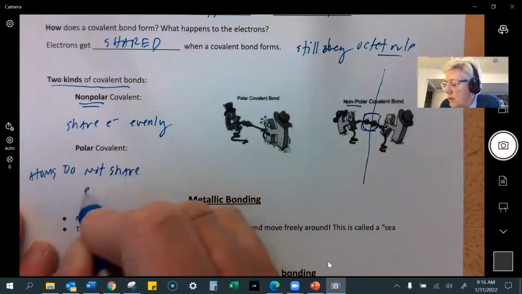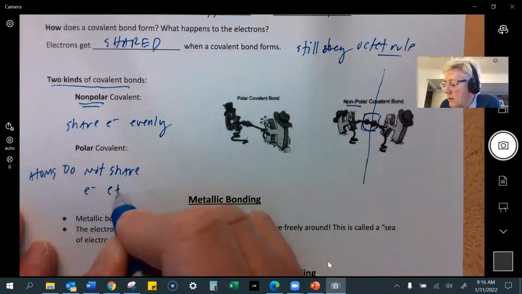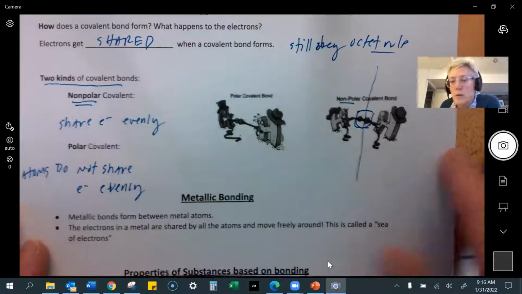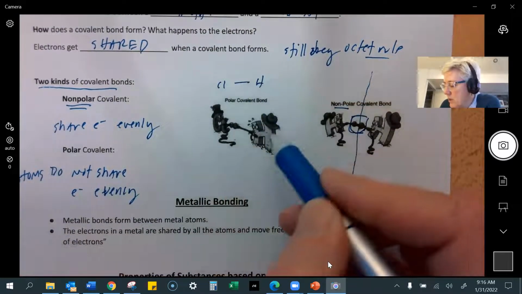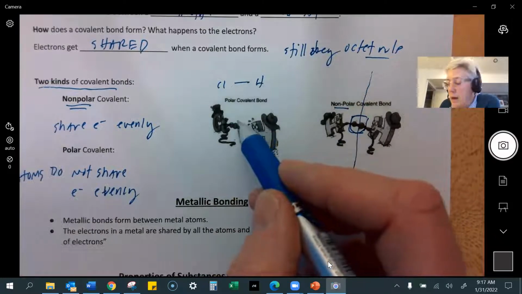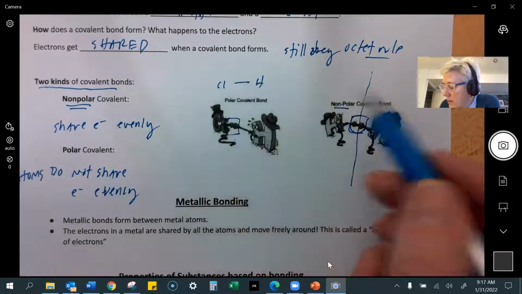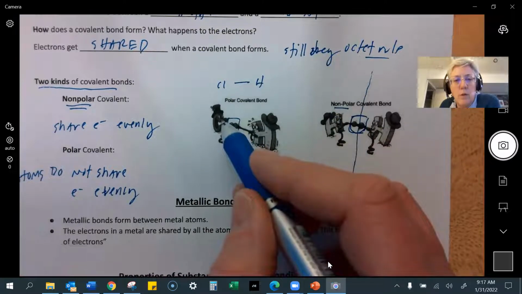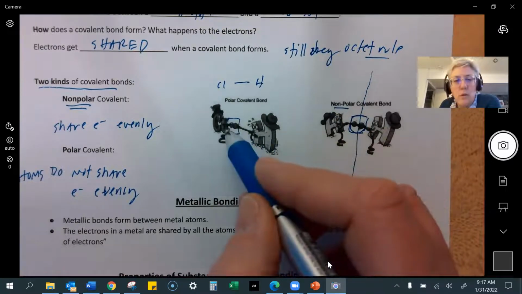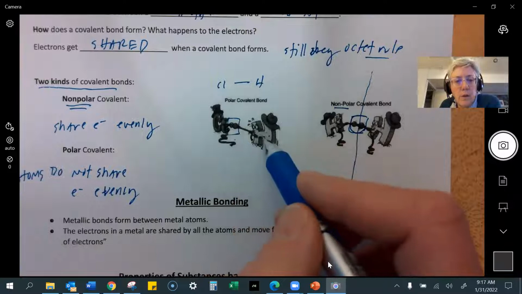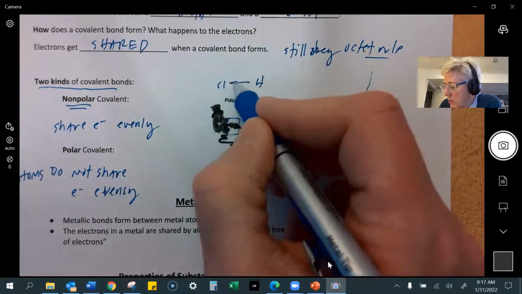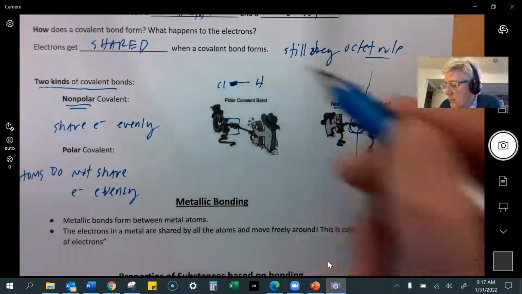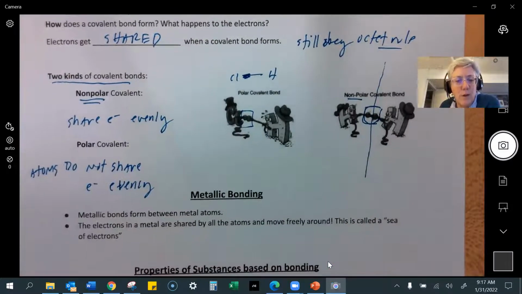Polar covalent: atoms in a polar covalent bond do not share the electrons evenly. So here's a little picture of that. Here's a Cl bonded to an H, and the electrons being shared are way closer to that chlorine than that H. That chlorine is pulling harder on the electrons than the H is. So we end up with the electrons down by the chlorine more than by the H. That's said to be not sharing evenly. So they're polar.